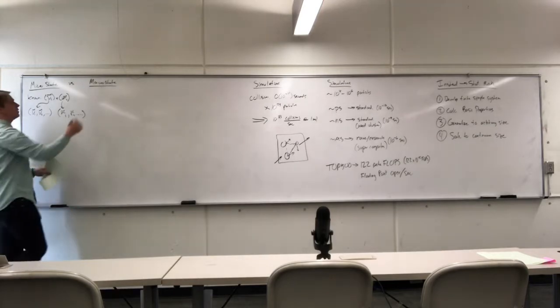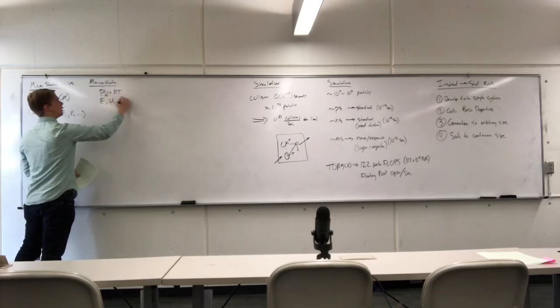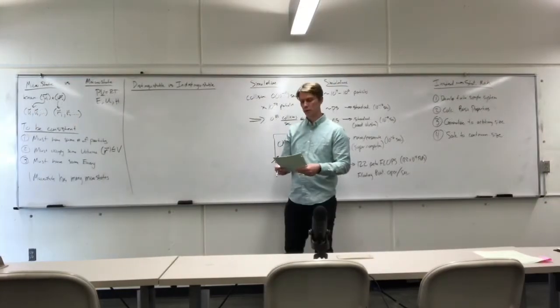So a macrostate is going to be something like a collection of all of these properties. The internal energy, the pressure, the enthalpy, the Gibbs energy, if we don't lose too much again.